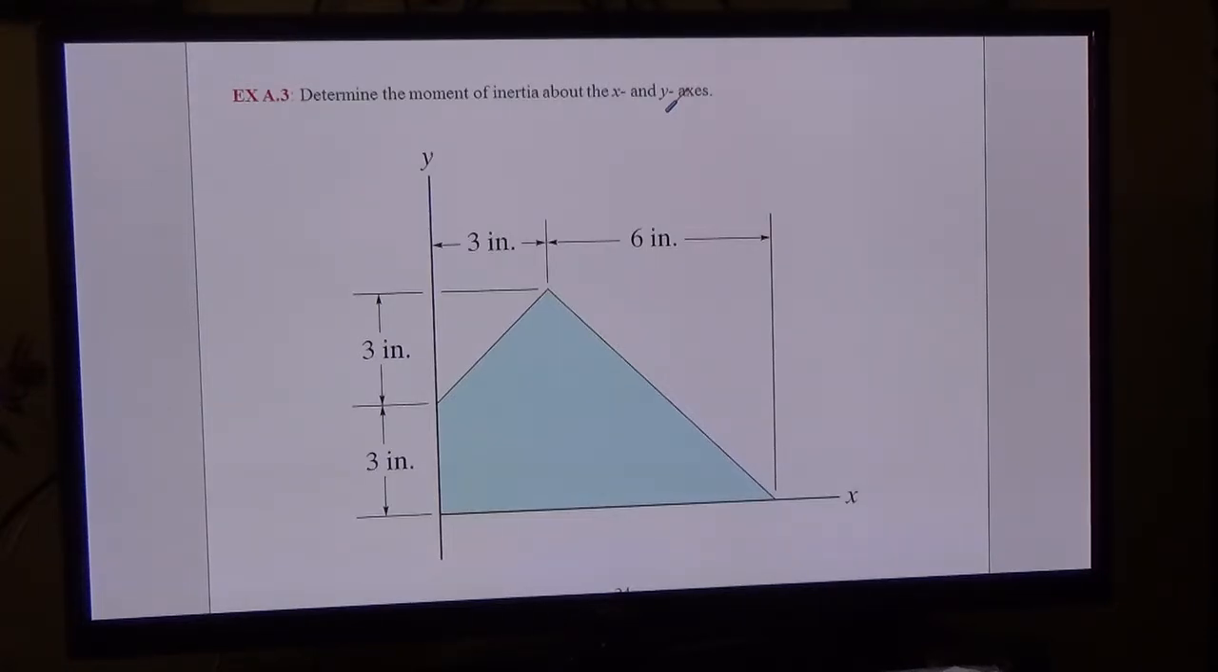So setting this problem up starts off like we would set up a centroid problem. We just look at the area and divide it into the least possible number of simple shapes. So I specified here a rectangle, which I call part 1, a triangle, which I call part 2 over here, and another triangle, which I call part 3 at the top.